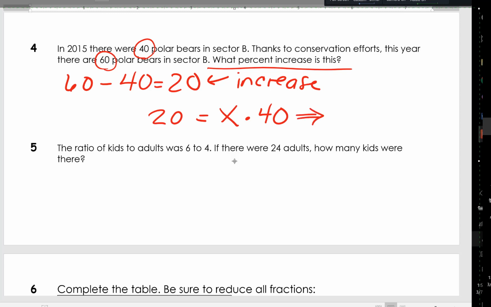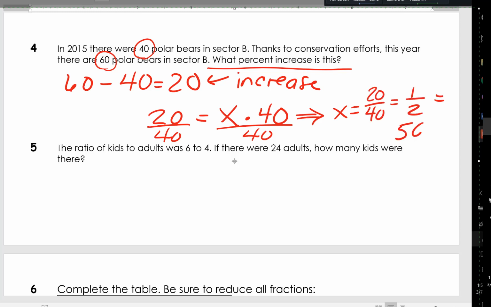All right, so here you're just going to divide both sides by 40 to get x by itself. And that is 20 over 40 for x. X equals 20 over 40, which is 1/2, which is 50%. So that would be a 50% increase.